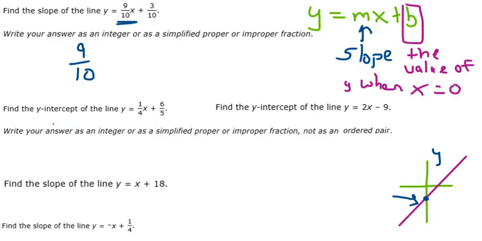The next one is find the y-intercept of the line y equals 1/4 x plus 6/5. Well, that would be the 6/5 right here. We don't want to put the positive 6/5, but I'm just going to identify it.